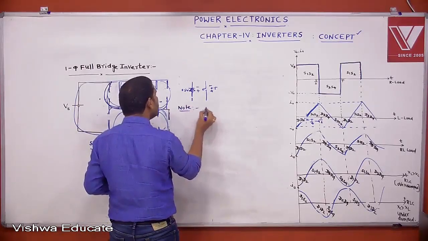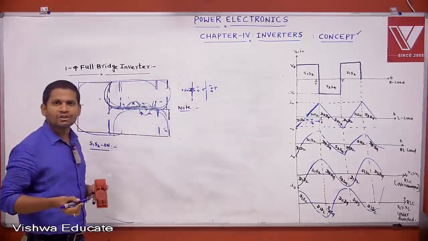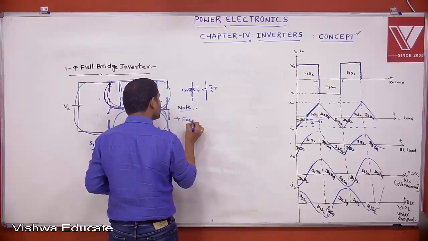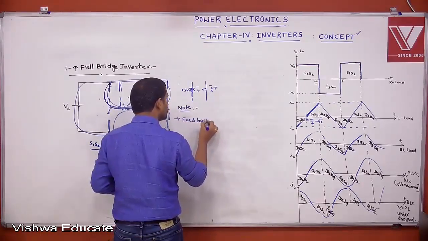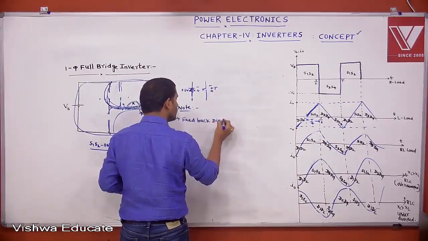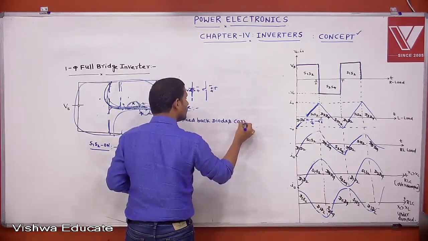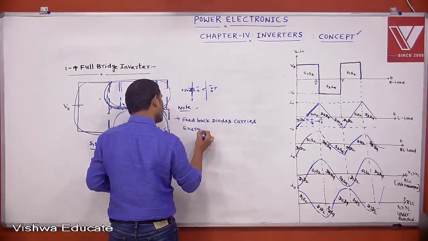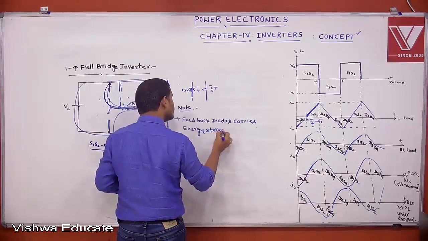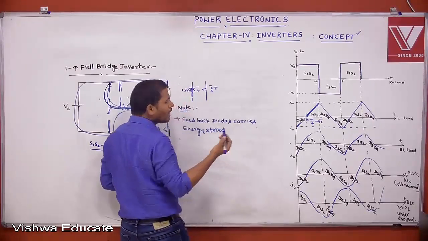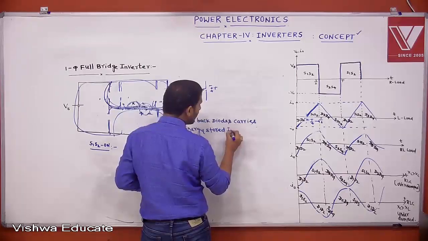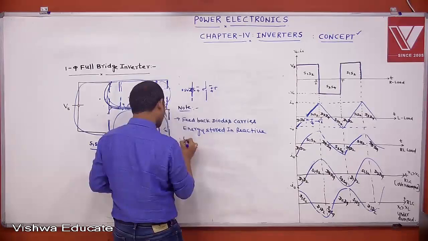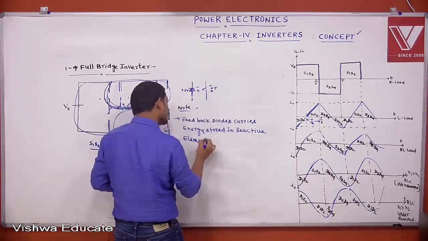That means it may be a half bridge or full bridge inverter. What is the function of feedback diodes? Feedback diodes carry the energy stored in reactive elements. It may be an inductor or a capacitor. Energy stored in reactive elements is dissipated in the resistor.